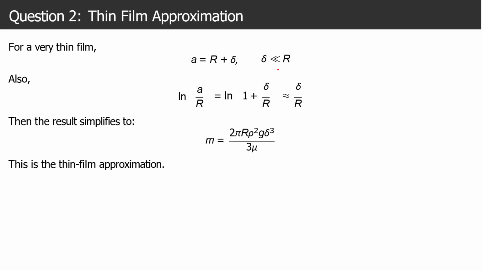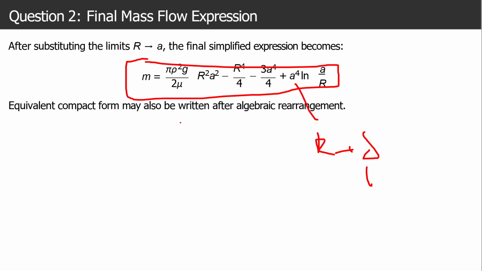Now delta is very, very small, that means it is a very thin film. So after taking the assumptions, ln a by r is ln of 1 plus delta by r. This is the property ln(1 plus x), where x tends to 0; we take x directly because ln 1 is 0. So ln(1 plus x) with x tending to 0 is the same as x. Here r is very much greater than delta, so we'll be taking delta by r directly. Put delta by r in the ln place.